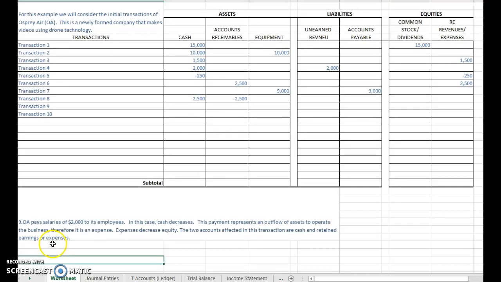OA pays salaries of $2,000 to its employees. In this case, cash decreases. The payment represents an outflow of assets to operate the business. Therefore, it is an expense. Expenses decrease equity. The two accounts affected in this transaction are cash and retained earnings or expenses.